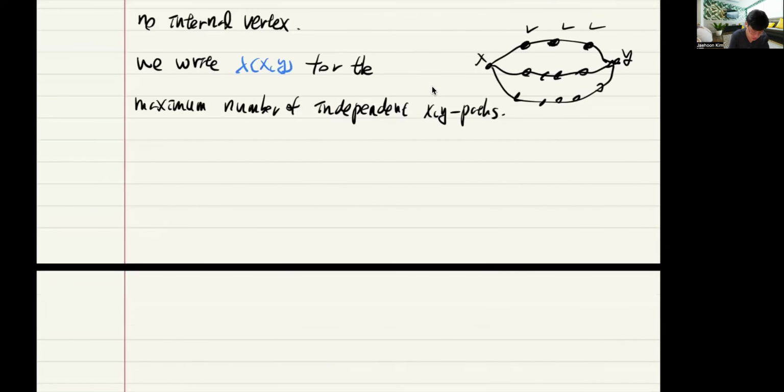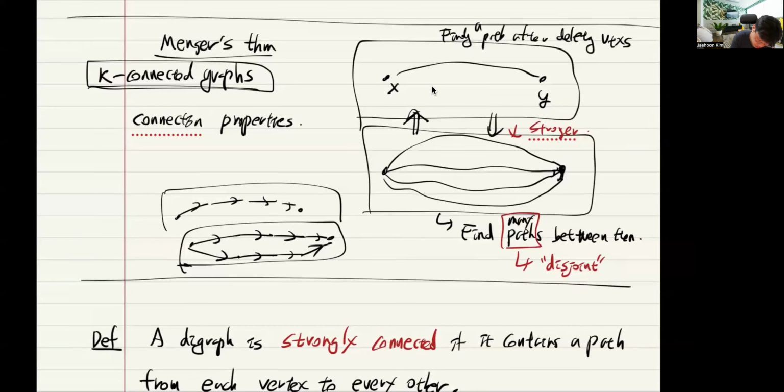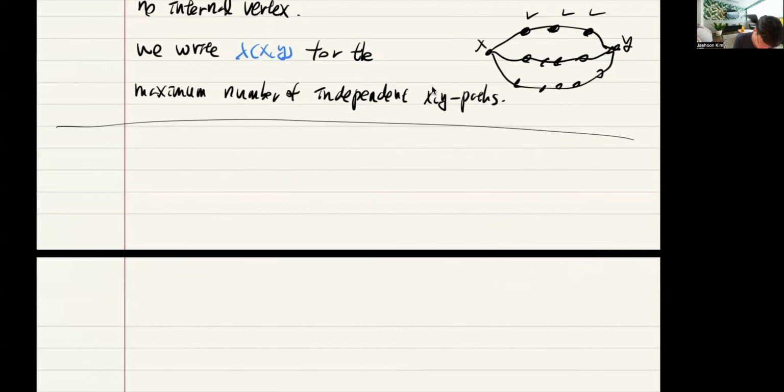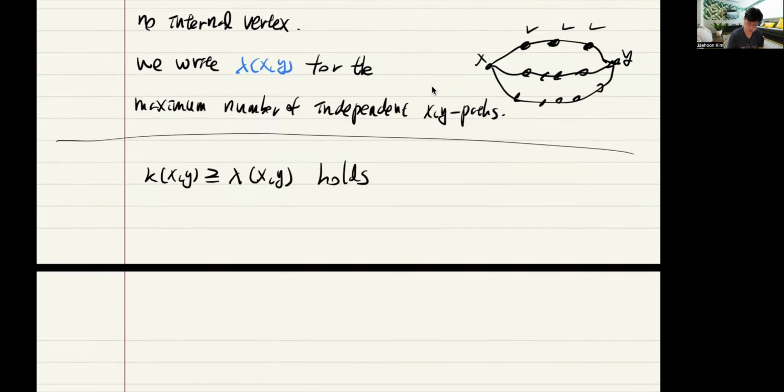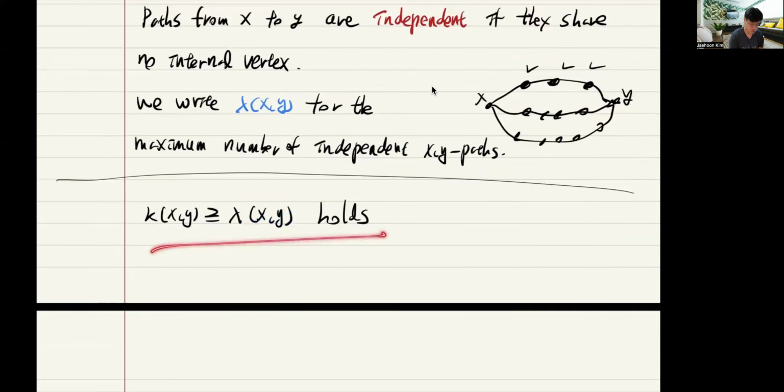Okay, now we have defined it. And now we can write down an inequality, which can be written as kappa of xy is greater than or equal to lambda xy. Because if there are 3 independent paths here, no matter how you delete 2 vertices, one remains intact. So in order to separate x and y, you need to delete at least 3 vertices. So this inequality holds.